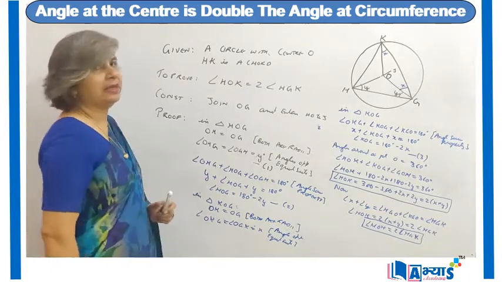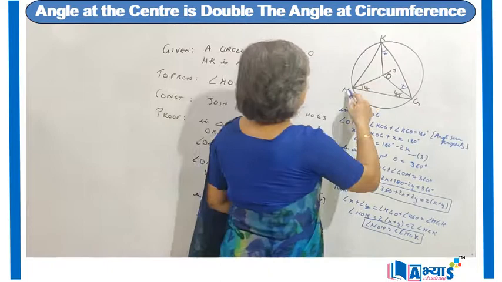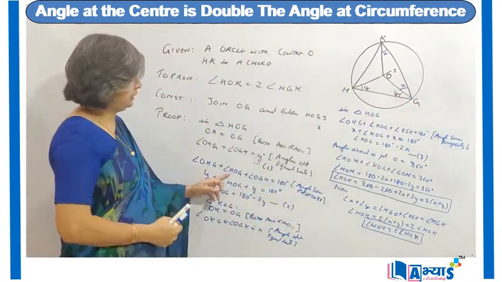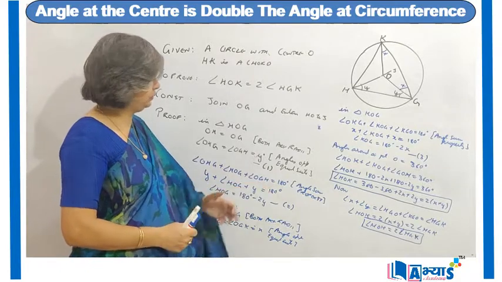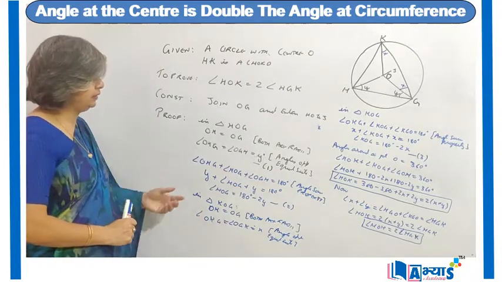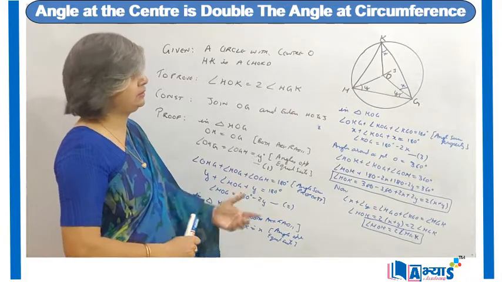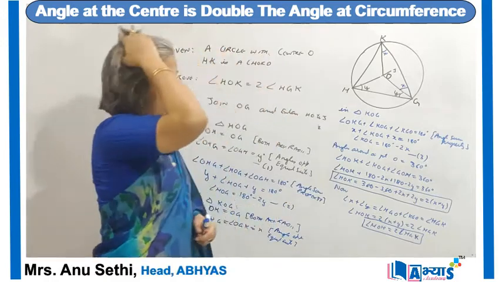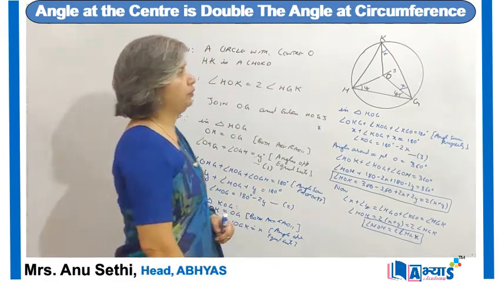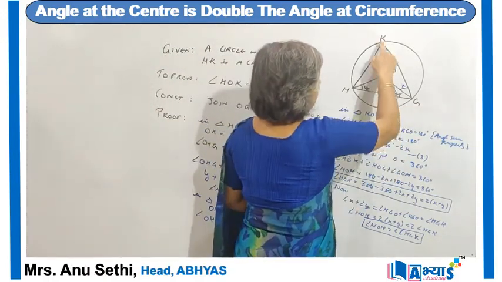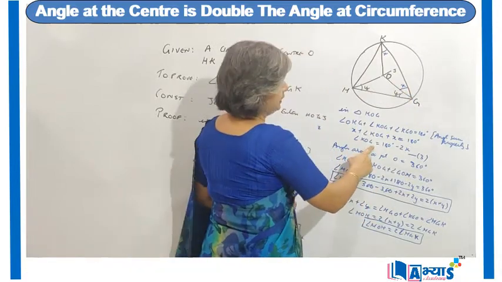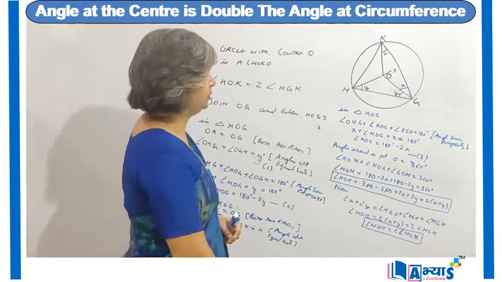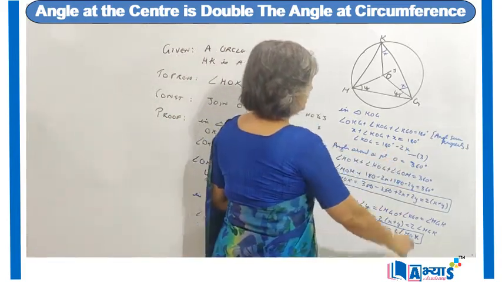Then using the angle sum property of triangle OGH, we have found OGH plus HOG plus OHG is equal to 180 degrees. So y plus HOG plus y is equal to 180 degrees, or we can say angle HOG is equal to 180 minus 2y. Similarly, we have proved that angle GOK, or KOG, is equal to 180 minus 2x. GOK or KOG are the same thing. So KOG is equal to 180 minus 2x.